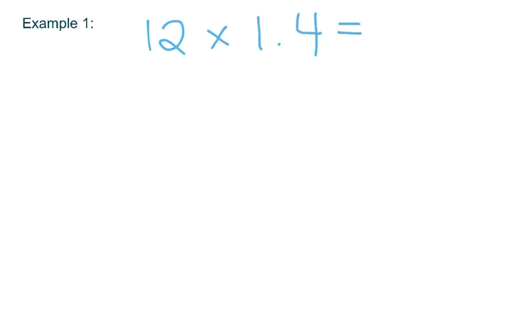Our first example is 12 times 1.4. So the first thing that I'm going to do is rewrite this so that my numbers are stacked one on top of the other. Notice once again I'm not aligning my decimal points, because really if I look at this problem I'm multiplying 12 times 14. Okay? So you don't have to worry about the decimal point until your final answer. So we're going to go ahead and go through and multiply.